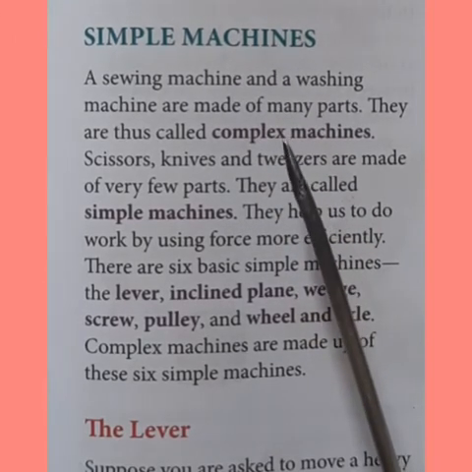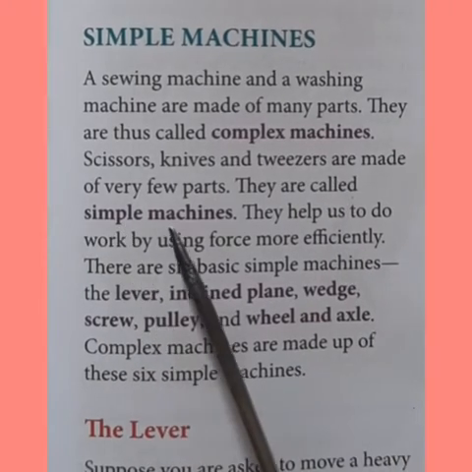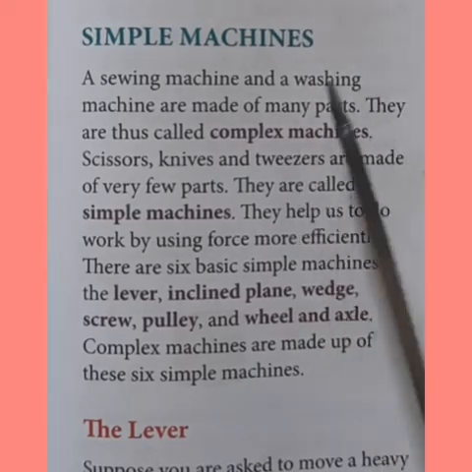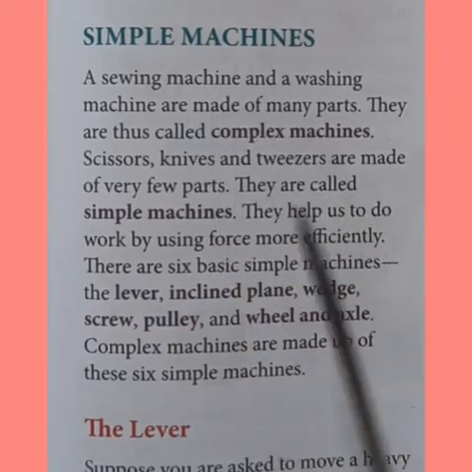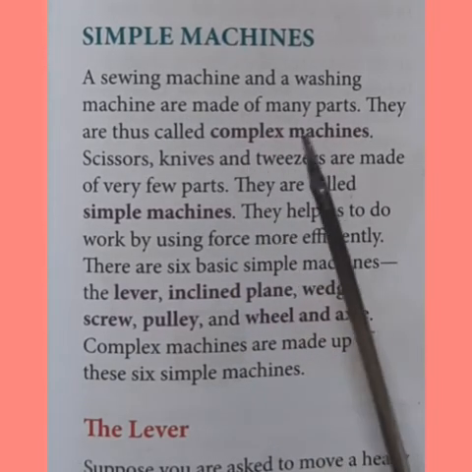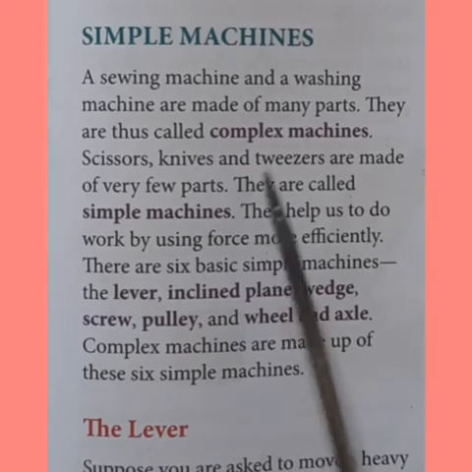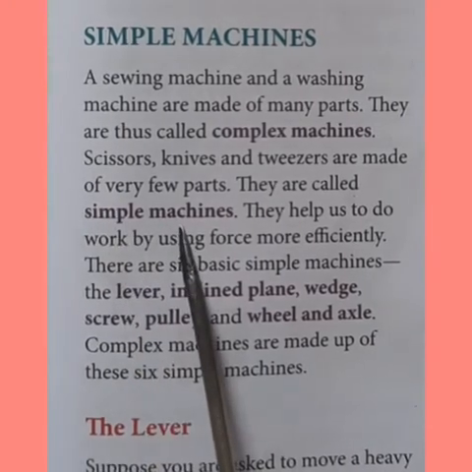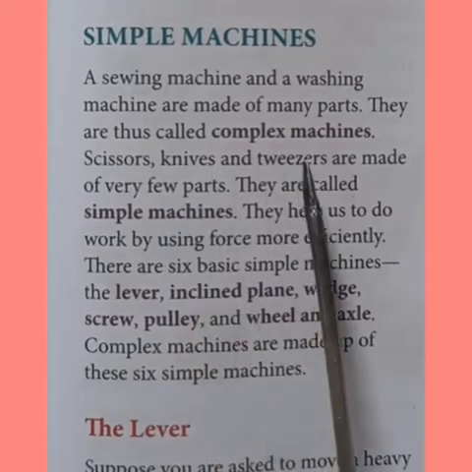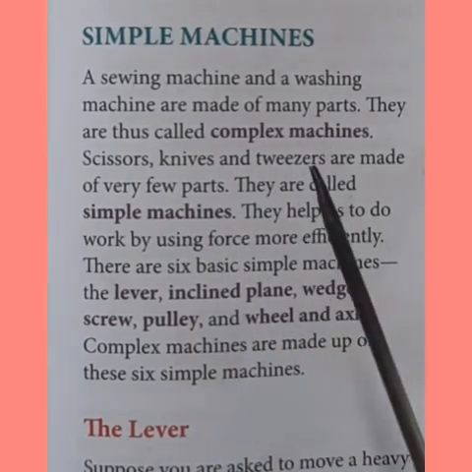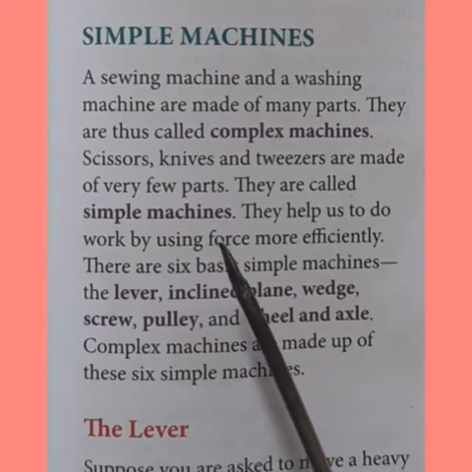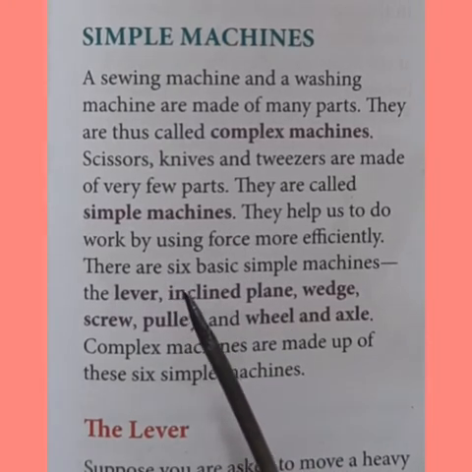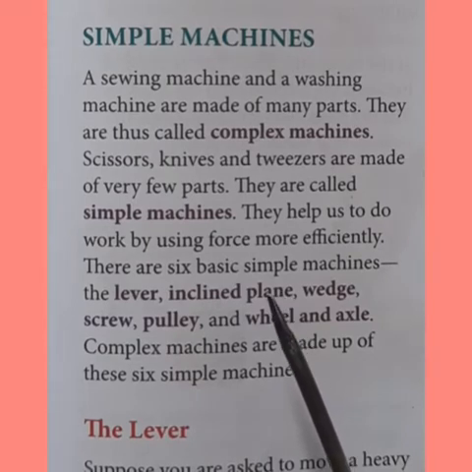So we have two types of machines. One is complex machines and the other is simple machines. What do you mean by complex machines? We have examples like the washing machine and the sewing machine. These machines have many simple machines attached in them. Coming to simple machines, scissors, knives, tweezers, pulley or screw are simple machines. All these are simple machines. That means they help us to do our work by using force more efficiently.